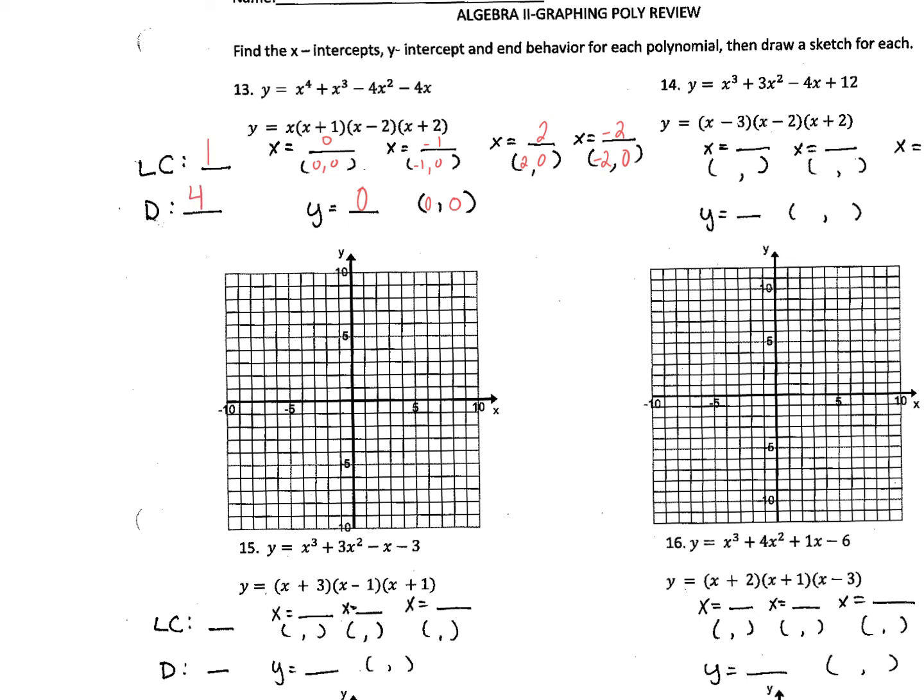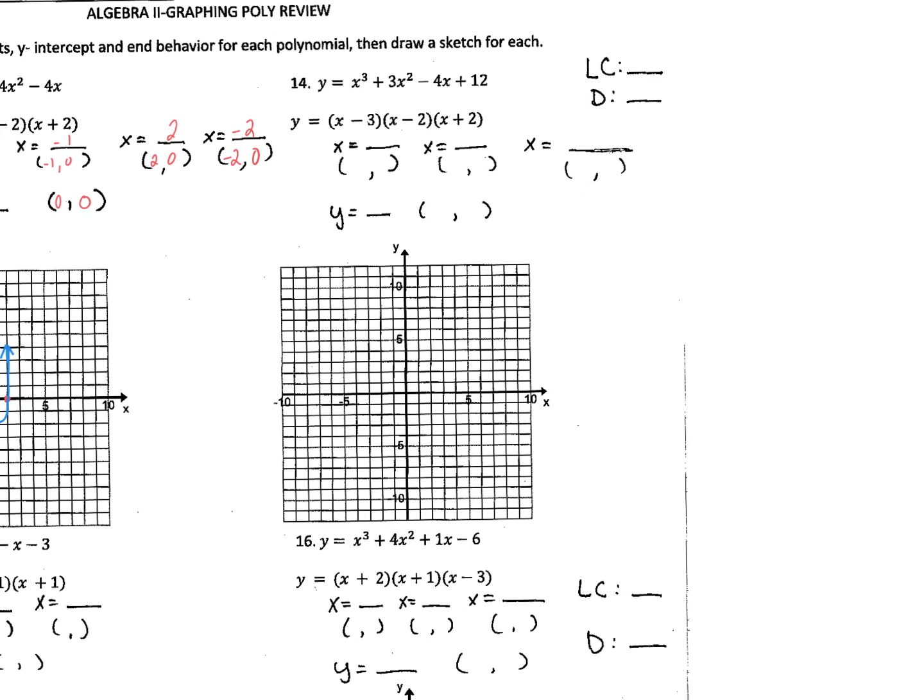From there, I'm going to go ahead and plot my points. I'm going to plot my zeros first, and then I'm going to plot my y-intercept, and then find my end behavior. In this case, with a positive leading coefficient and an even degree, both of them are facing up. And from there, I'm just going to connect my lines. Okay, so that's what 13 should look like.